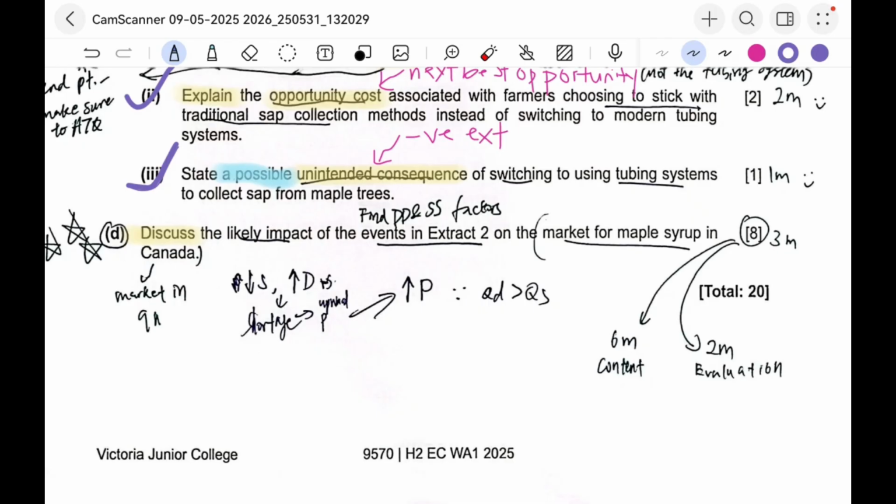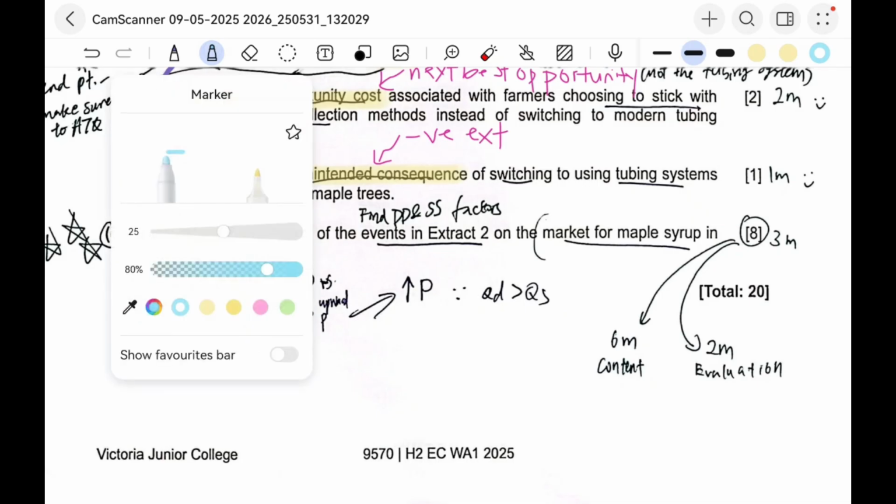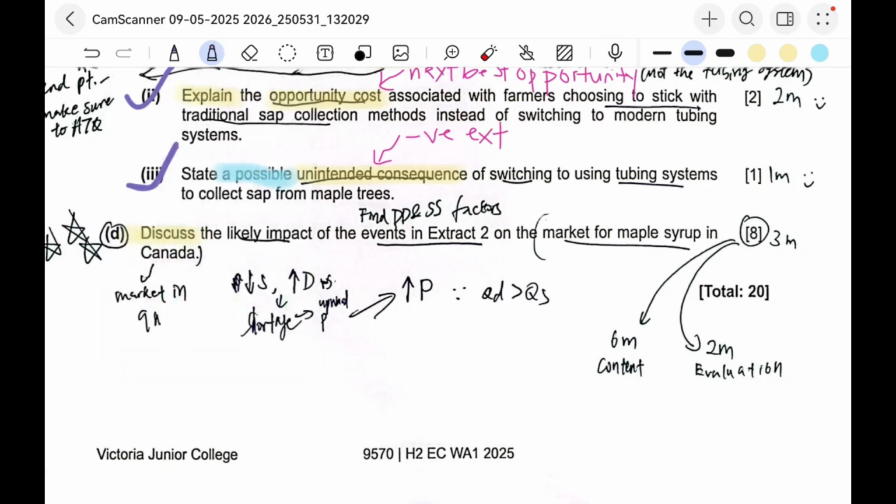But your 8 mark now also most of the time is evaluation. So how do you tell? You tell from the action word. So discuss, words like discuss, assess, compare, comment, all these are questions that need you to have a viewpoint. So in this case, expect some evaluation.